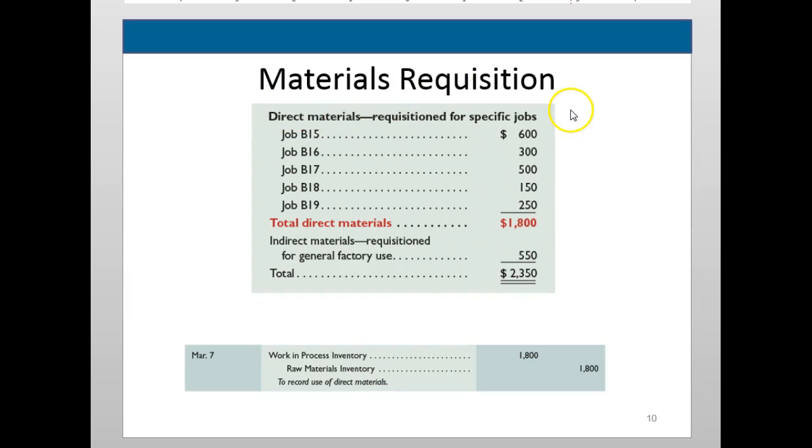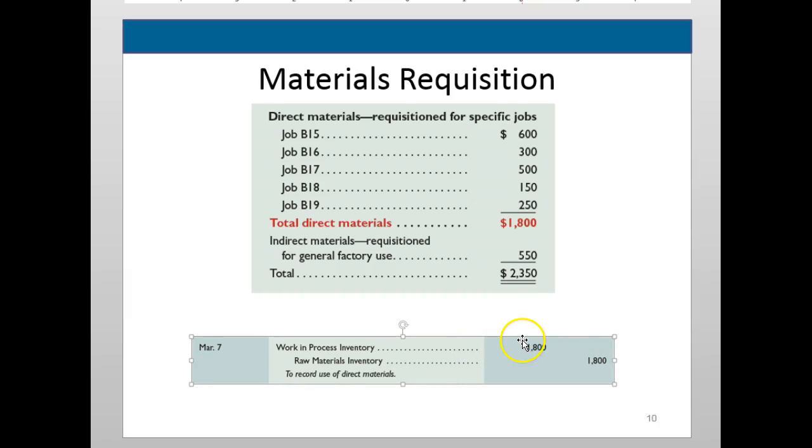And this is a materials requisition for specific jobs. It'll keep a tally of it, how much has been used, and at the end of whatever your recording period is, then you would transfer these amounts into the work in process inventory. This is showing doing it in a journal entry. See how we've taken it out of raw materials and put it into work in process. You'll do the same thing with the indirect materials, only they will come out of raw materials and they will go into factory overhead.